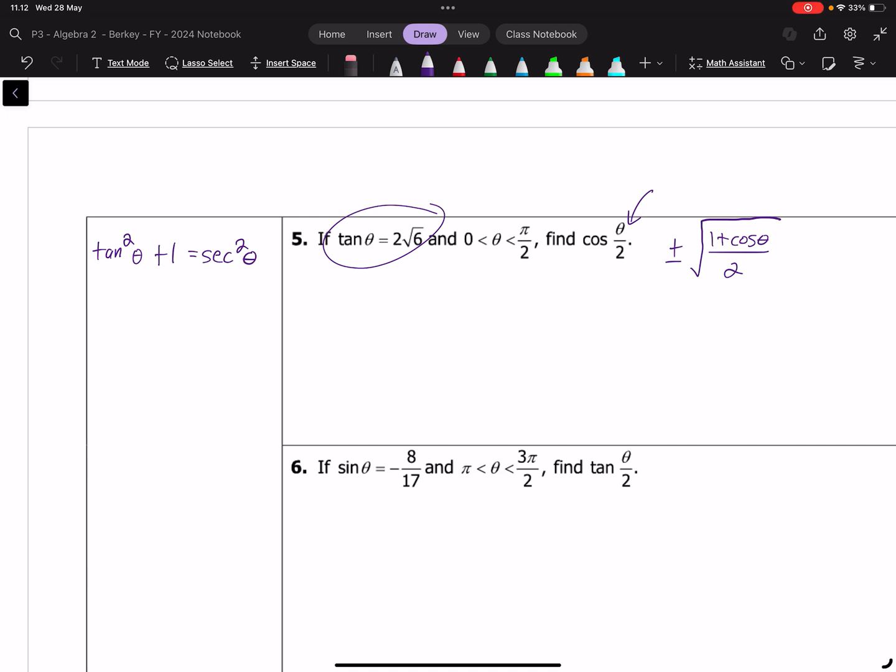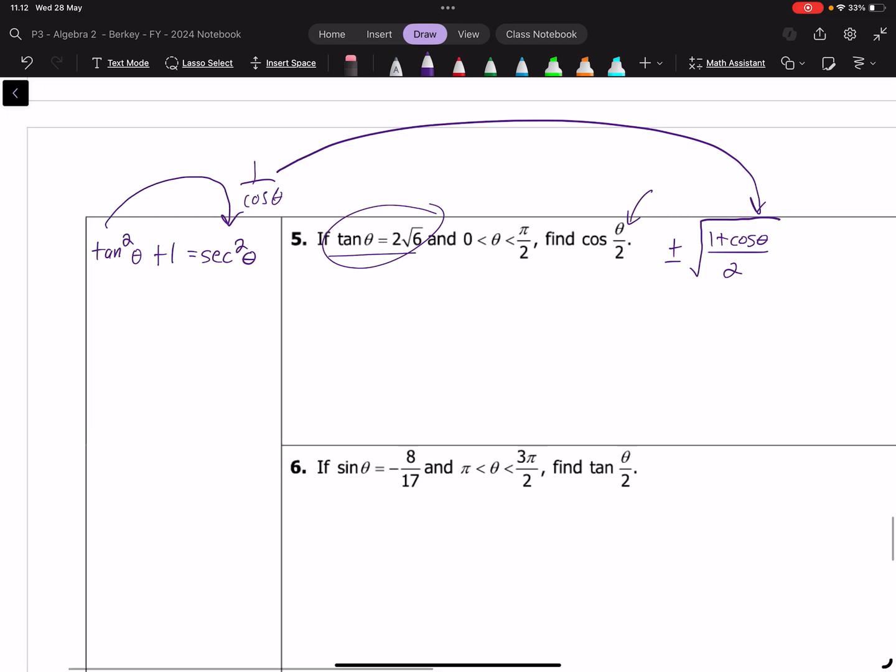It's tan squared plus 1 is equal to secant squared. Now, how would that help? Well, this is relating tangent to secant squared. And secant squared we know is 1 over cosine squared. And 1 over cosine is going to be helpful because over here we have cosine. So let's see if this works. So what I'm going to do is, I know that tangent is 2 root 6, I can plug this in, 2 root 6, I'm going to square it, plus 1 is equal to, I'm just going to write secant squared for right now.